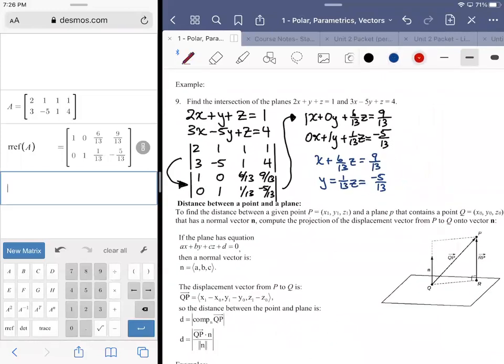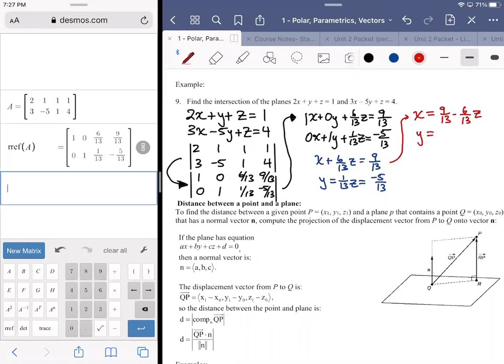So what I'm going to now do is solve each of these for x and y specifically, the dependent variables. x equals 9 13ths minus 6 13ths z.